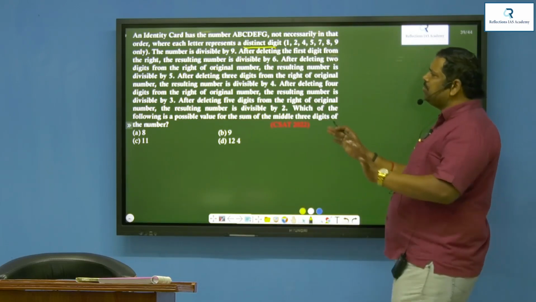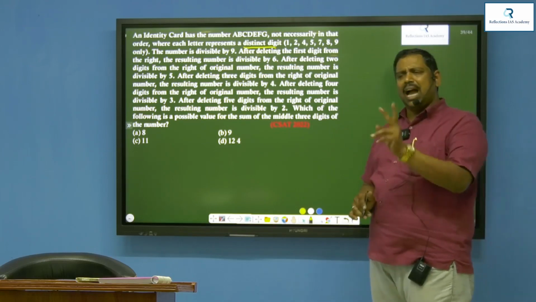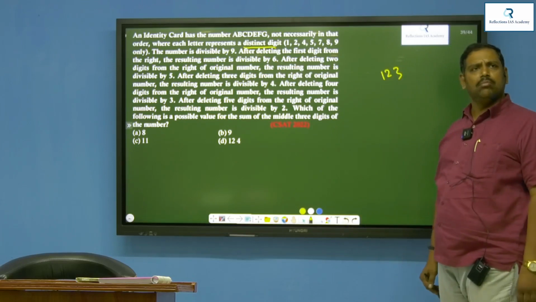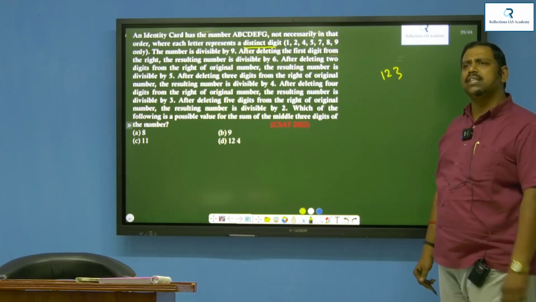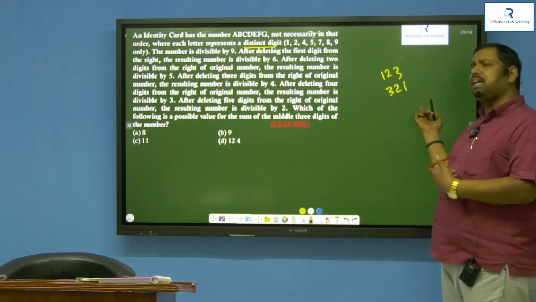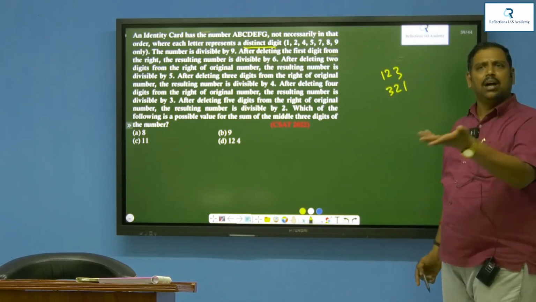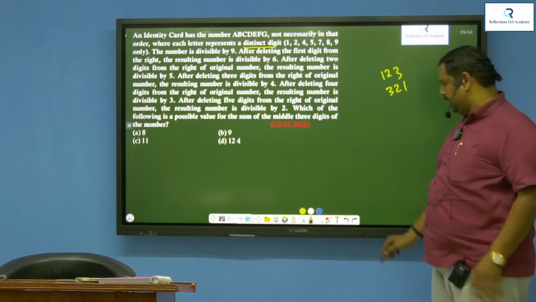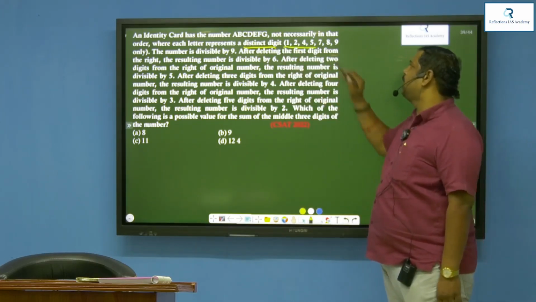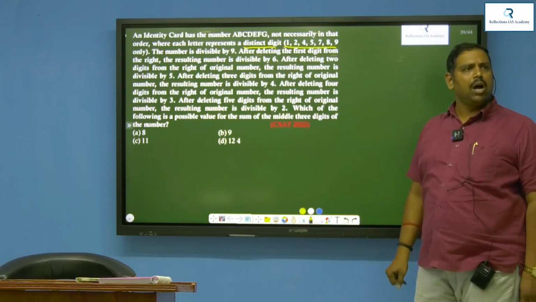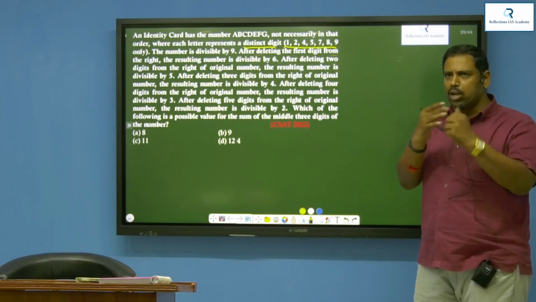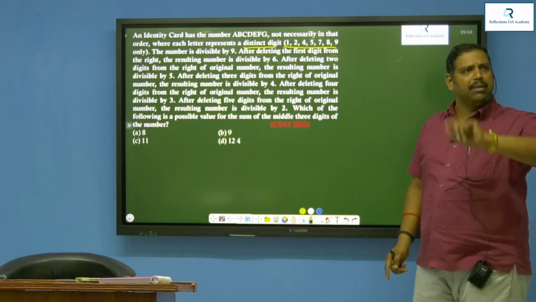Sir, the number is divisible by 9 means, I have a small doubt. 123, is it divisible by 3? Yes or no? What is the sum of digits? 1 plus 2 plus 3 is 6. If I arrange 321, divisible by 3 or not? Same digits. Automatically it will be right. The number is divisible by 9 means definitely all the 7 digits I have to use. Whatever the order you take, that sum should be a 9 multiple, right or wrong?